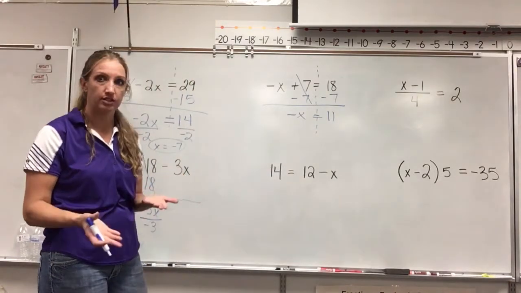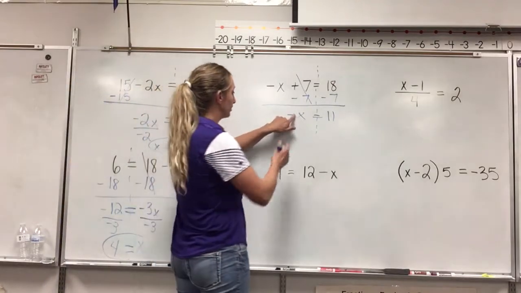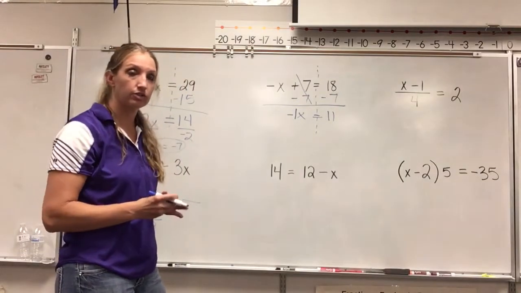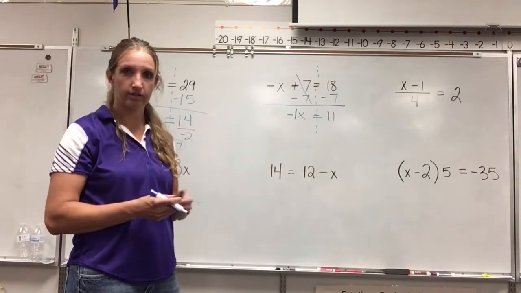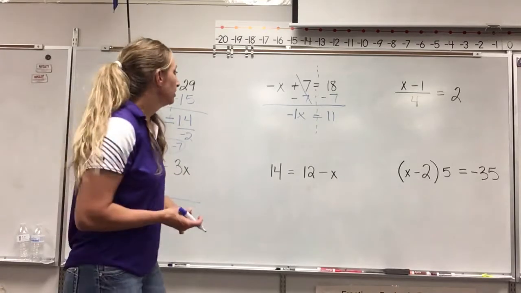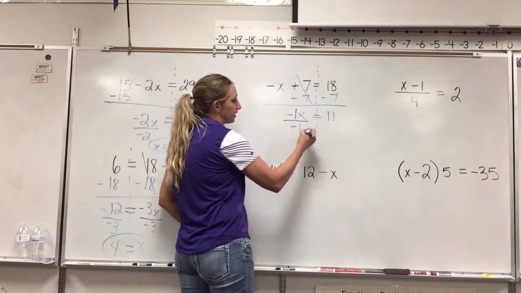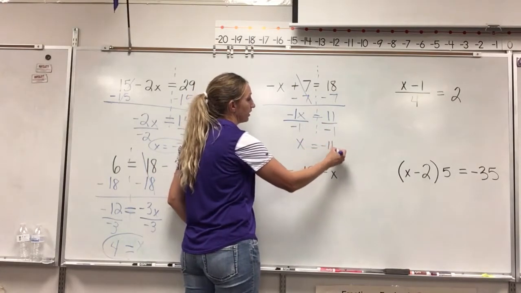Well, there is a number, it's just not written. That number that's there is a 1. We don't write 1 as a coefficient like we've talked about in class. So if you just see a negative x, well, that's like a negative 1x. They just don't put the 1. So that's actually a negative 1, and so now I can just divide by negative 1, divide by negative 1, and x equals negative 11.